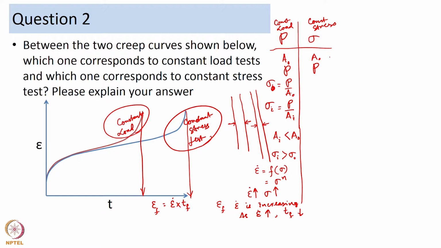So, test condition. You have A naught and the applied load is P, so the initial stress is P over A naught. As the material elongates, the cross sectional area is going to become A I, and the instantaneous stress sigma I is equal to P over the cross sectional area A I.